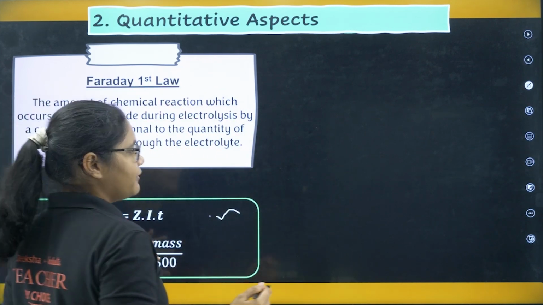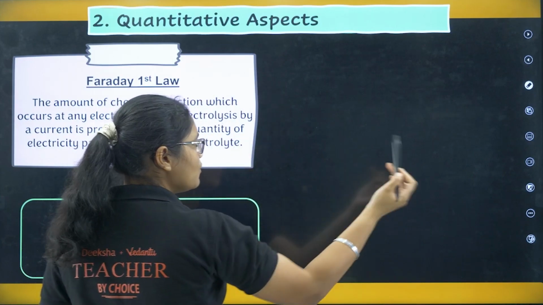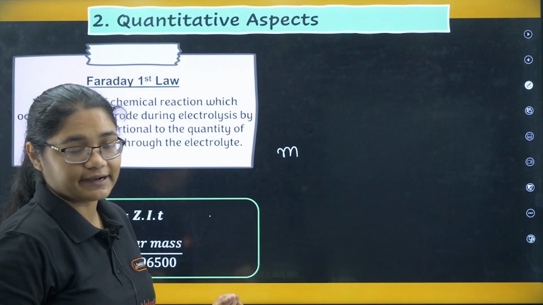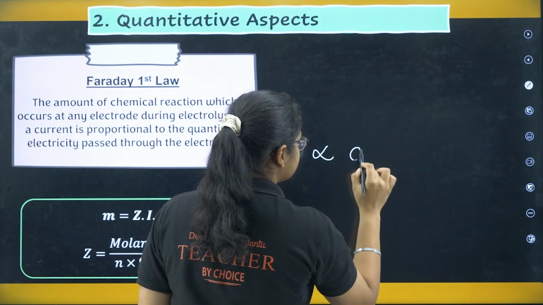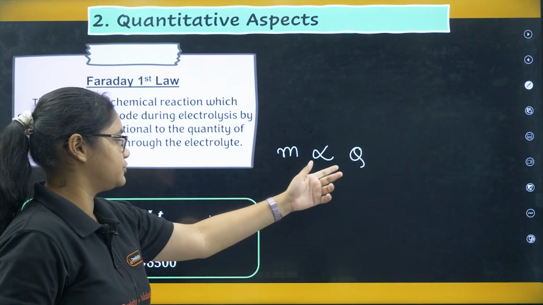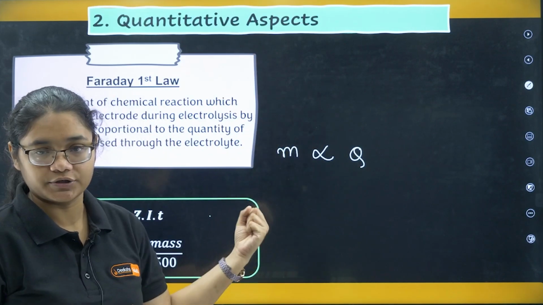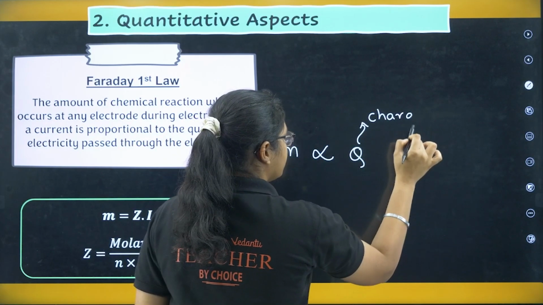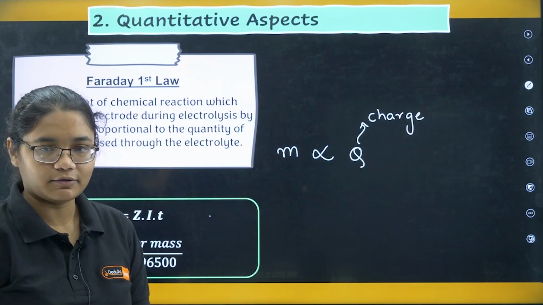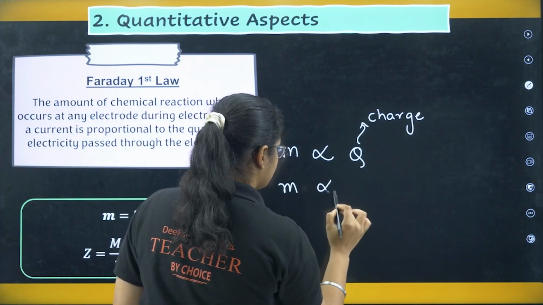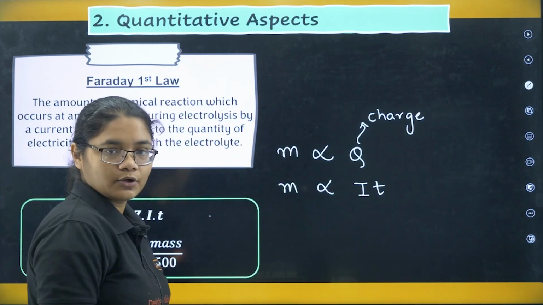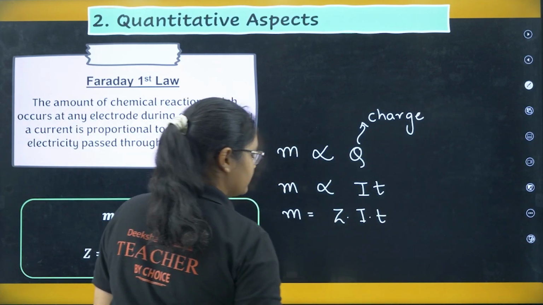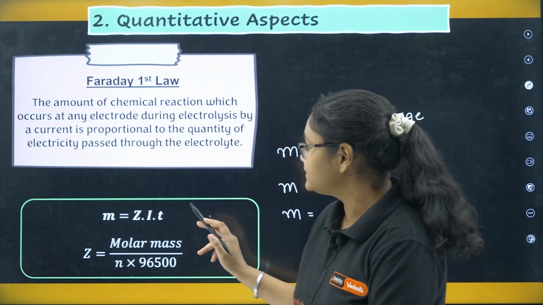So now what I can say is that mass deposited is directly proportional to the charge you have given. M is directly proportional to the charge that is passed through the solution or the electrolyte. This charge, if you remember, Q is equal to I into T, as you might have studied in physics. Now to remove this proportionality, we multiply by a constant Z, so M equals Z into I into T. That is the formula which you see here.